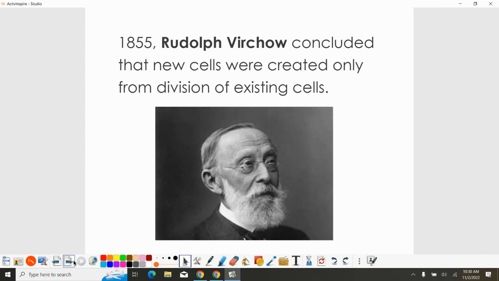A few years down the road, 1855, Rudolf Virchow would be the last person to contribute to our ideas that lead up to cell theory. What he concluded from his observations was that new cells were created only from the division of existing cells. So simply put, when you eat, you're not eating to get new cells. You're eating to get the compounds that you need so that the cells that you already have can divide and make new cells.